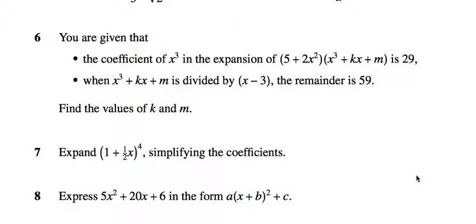If you were given that the coefficient of x cubed in the expansion of this times this is 29, and when x cubed plus that is divided by x minus 3, the remainder is 59. Find the values of k and m. So notice in both of them there's a k and an m, but you don't know what they are.